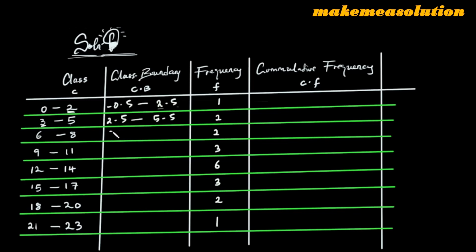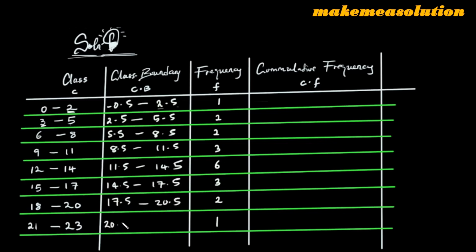So you have 5.5 to 8.5, 8.5 to 11.5, 11.5 to 14.5, 14.5 to 17.5, 17.5 to 20.5, and 20.5 to 23.5. Okay, so you have it like this. This is your class boundary. I hope you know how to find class boundary very well.